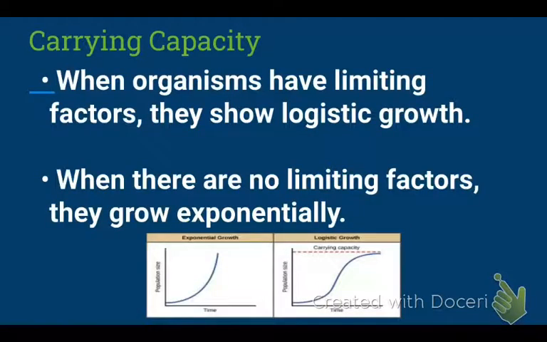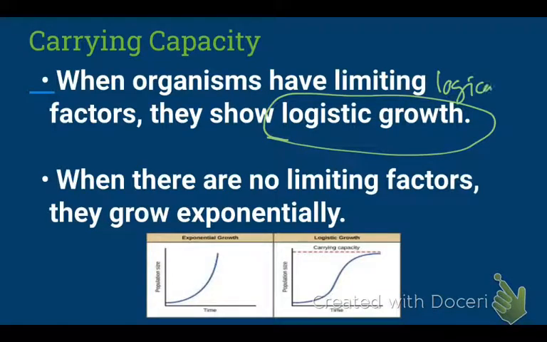So when organisms have limiting factors, they show what we call logistic growth. And I want you to make sure that you know logistic growth well, because this is another vocab word. Logistic growth is something that is logical. It makes sense. When there's no limiting factors, you have what we call exponential growth.